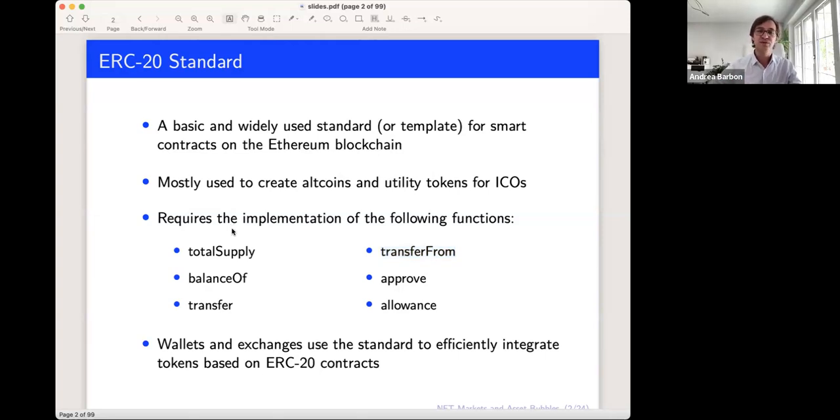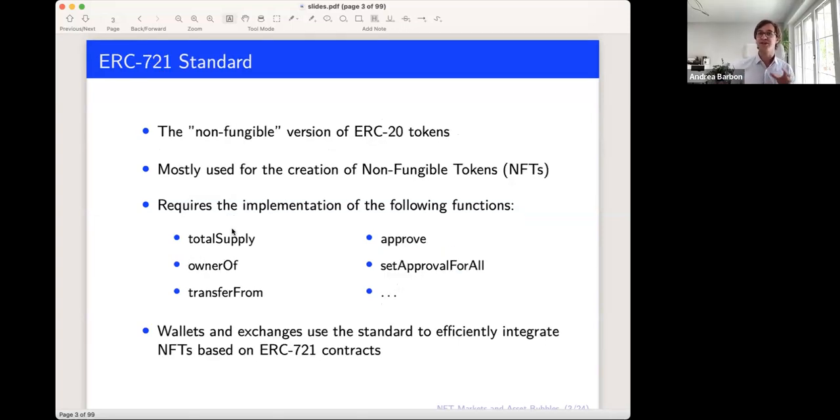Now, NFTs, non-fungible tokens, are based on a different standard. That's the ERC 721 standard, and it's kind of an extension or evolution, if you want, of the ERC20 standard, which is used for the creation of non-fungible tokens. So it also requires implementing a set of functions which are very similar to ERC20. So you still have the total supply that will tell you how many NFTs of that kind, or of that collection, if you want, are available.